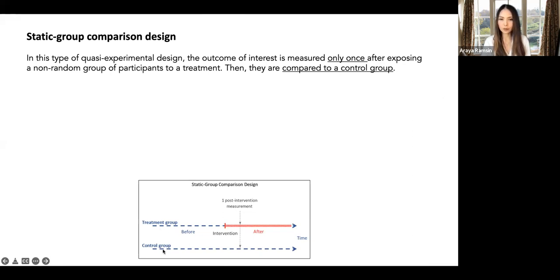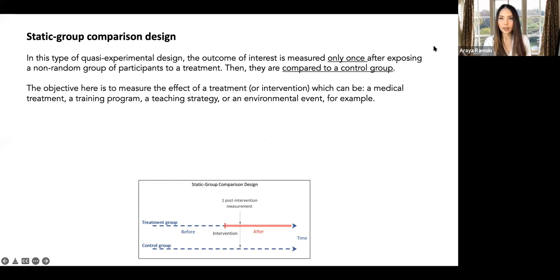See here, there are 2 groups here this time. The objective of this one is to measure the effect of a treatment or intervention, which can be, again, whatever you want to measure. So like a medical treatment, teaching strategy, whatever, or an environment event, for example. And this design has 3 major characteristics.